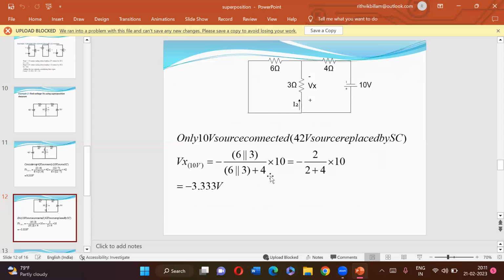6 parallel with 3, divided by 6 parallel with 3 plus 4, the total resistance, multiplied by 10, gives you minus 2 by 2 plus 4 into 10. Thus the value is minus 3.333 volts.